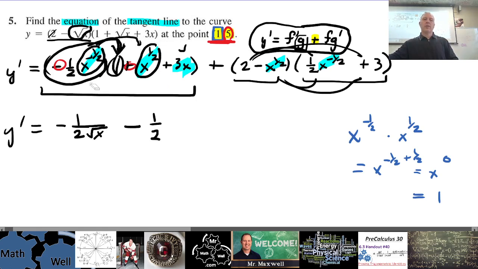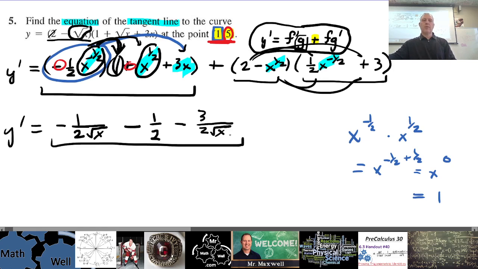Are you with me so far? Is that looking okay? All right. So we'll do this term again times the third one, times 3x. So that's going to be 3 over 2 root x, because that's going to be a negative 1/2 in the bottom as well. So that's our first grouping when we multiply that out.